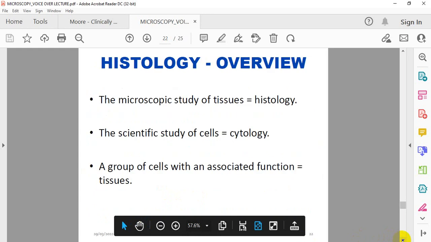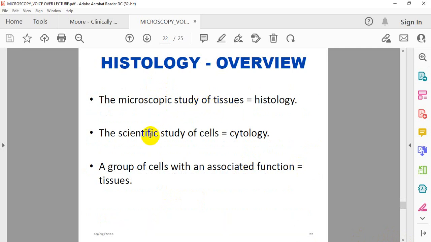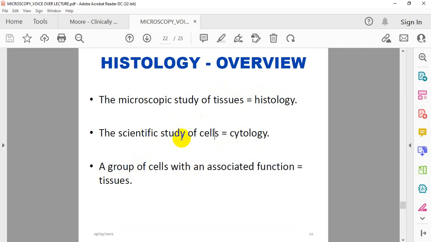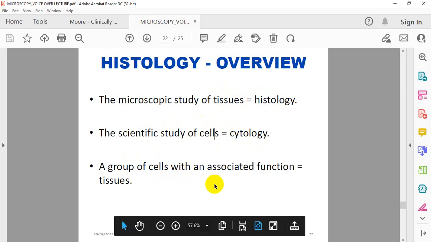Okay, so when we look at histology, histology is the study of what? Tissues. The scientific study of cells is called cytology. Histopathology is the diseases associated with tissues. Cytopathology, diseases associated with what? Cells. A group of cells with an associated function is called a tissue. We are not going to do this, we will do it in second year.